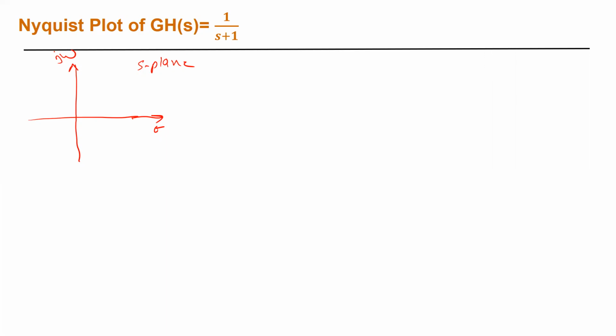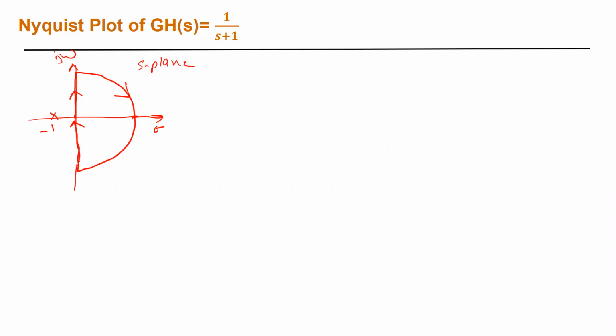It's at -1. So it will be -1. And let me take my contour, the Nyquist contour. We said I'll start from 0, go all the way to infinity, take the entire right half plane, come back. Okay, this is my contour.